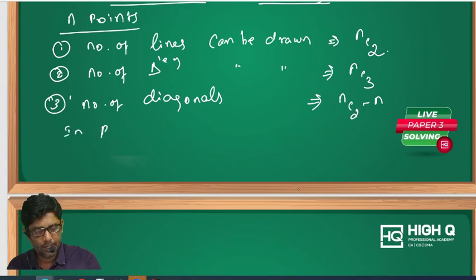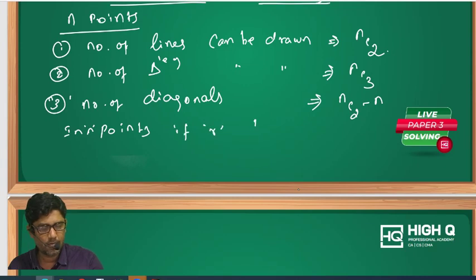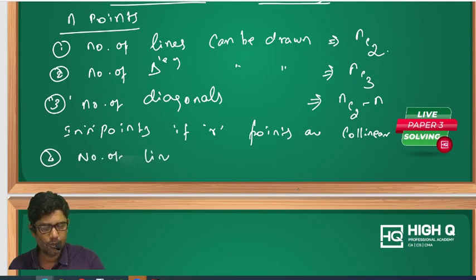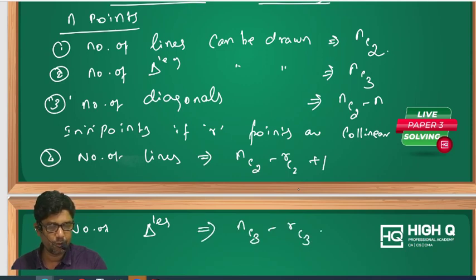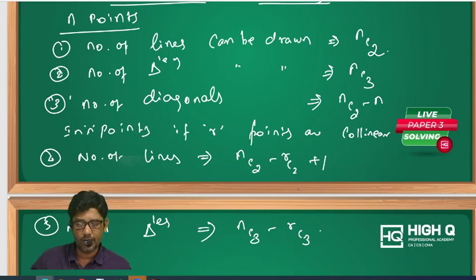Now, in n points, if r points are collinear, then the number of lines, I hope you know it, is nC2 minus rC2 plus 1. The number of triangles that can be drawn is nC3 minus rC3. I hope everyone is aware of this. Please remember these statements and this formula.